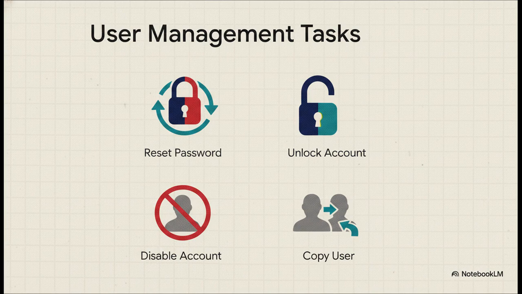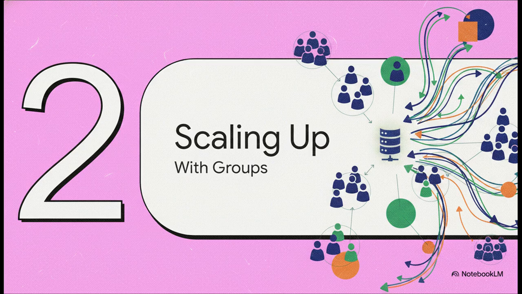You'll be resetting forgotten passwords, unlocking accounts, and instantly disabling accounts the second an employee is terminated to protect the company. But here's a massive time saver. Let's say you hire a new IT guy, Mike. You don't build his account from scratch. You just right-click an existing IT worker, hit copy, and boom, Mike instantly inherits all of those specific group memberships and permissions. It's brilliant.